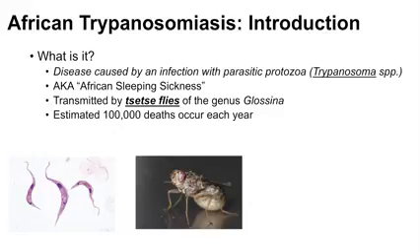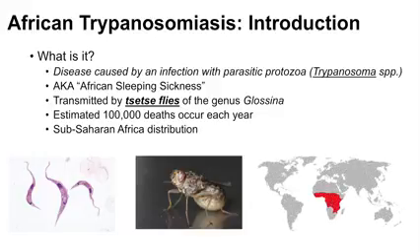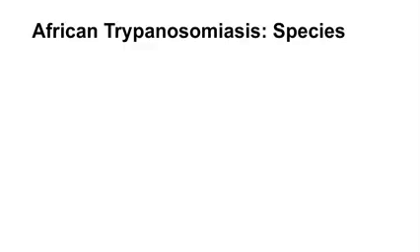Now, it is estimated that about 100,000 deaths occur each year due to African trypanosomiasis. And the disease is distributed in the sub-Saharan African region. Here's a map of the area where African trypanosomiasis occurs, and interestingly, this is also the distribution of the tsetse fly. So the tsetse fly's natural distribution is in the same area, and it also transmits the disease in this area. So what are some of the Trypanosoma species that cause African trypanosomiasis?